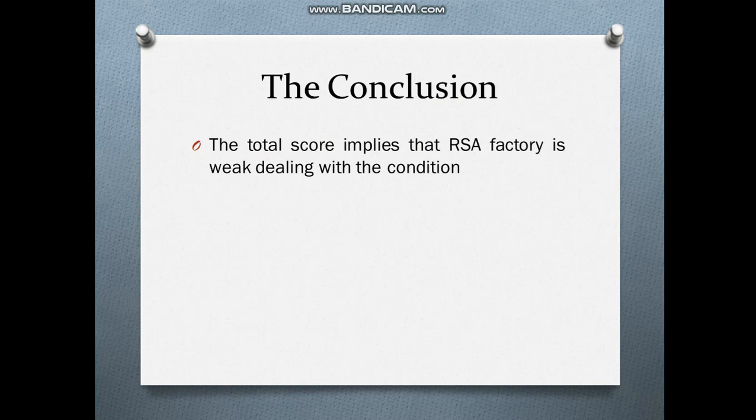Based on the regulations, the meaning of the score here is that the total score implies Rising Sun Airline Ground factory is weak in dealing with the conditions. There are things that we have to deal with, or that we have to refer to based on the result of the internal evaluation metric analysis. That is the first stage in strategy formulation, the input stage.